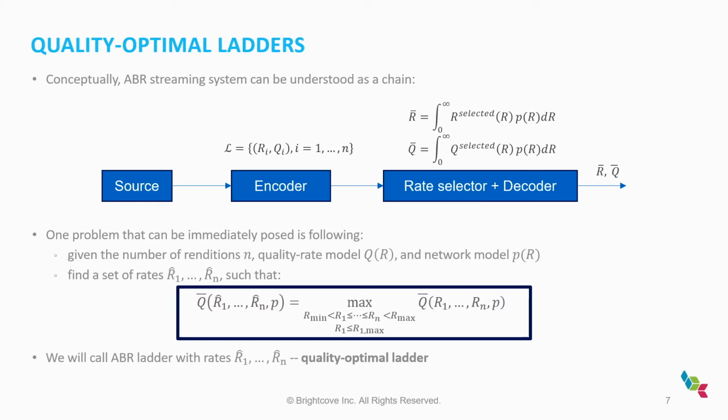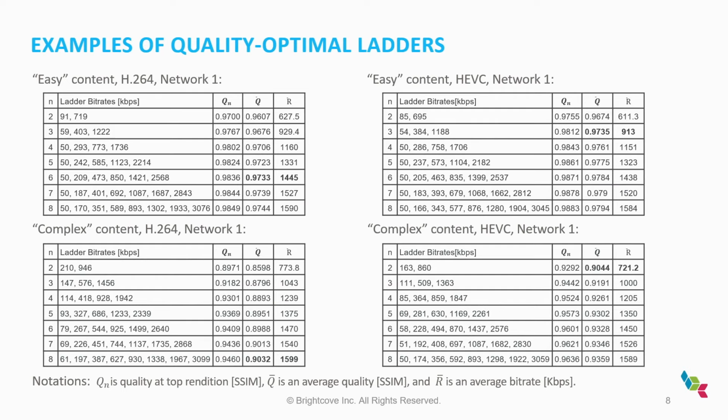Now, if we think about it this way, and we have all the models in place, one problem that can immediately be posed is: given a certain number of renditions n, a quality rate model, and a network model, what would be the set of rates from R1 to Rn such that the quality achievable by the system is maximum? Why will there be a maximum? Because we are balancing two things: the probabilities of how many viewers will be watching content versus the rate and quality achievable on each. So there is a pretty strict optimality point. In fact, if I throw all the models I was showing before at Mathematica and run maximize, these are the ladders I obtain.